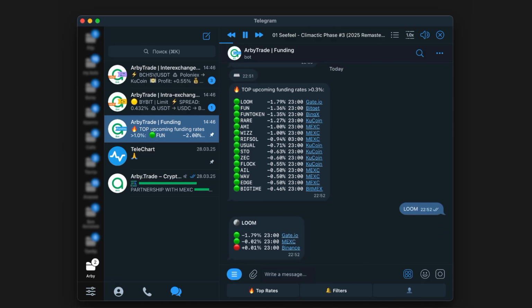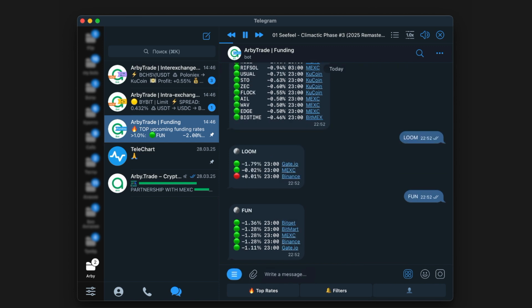Now, the bot shows the funding rates on other exchanges. On MEXC, the rate is close to 0. Not interesting. Let's look next. Here's the coin on another exchange. Great. It's on MEXC with a funding rate of -1.28%, meaning those with long positions at 23:00 will receive a payout.